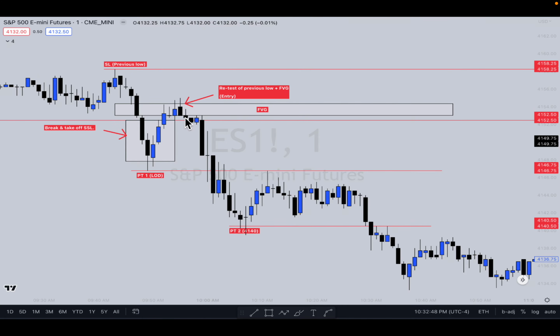And as soon as we got this rejection candle here, that's when we took our entry, and had our first TP be this new low that we formed. PT1, low of day. PT2 was the structure that we had formed here as well.